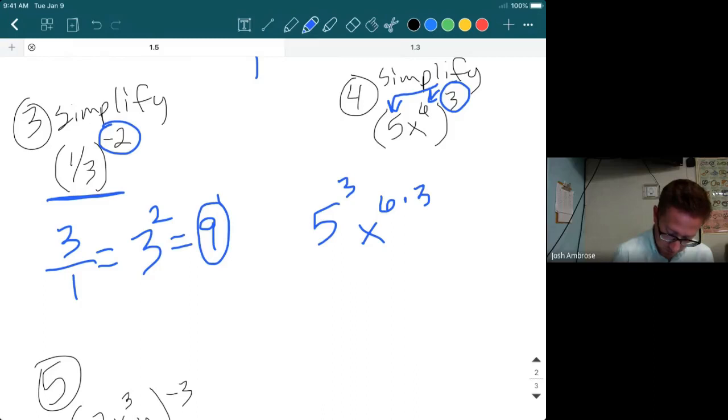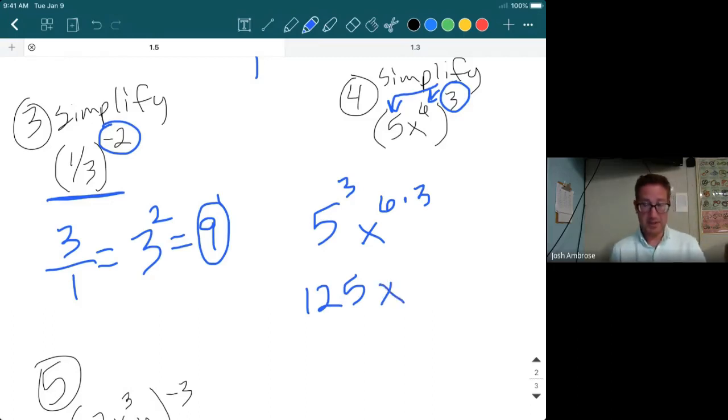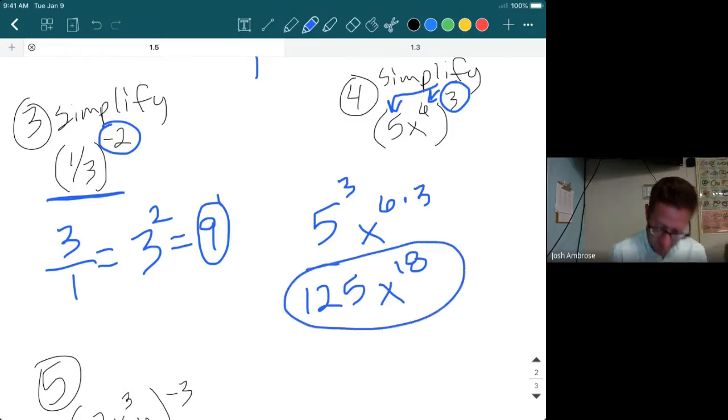We're working with 125. That's what 5 to the third power is. Then you have x, and then 6 times 3, 18. All right, so we are looking at a couple more examples to go. All right, there we have it.